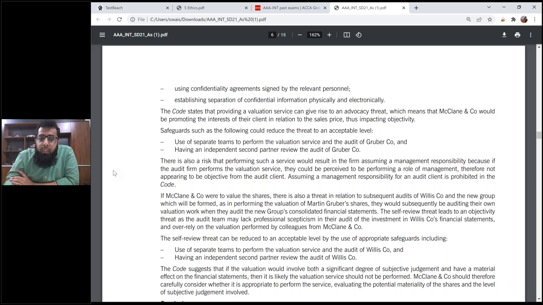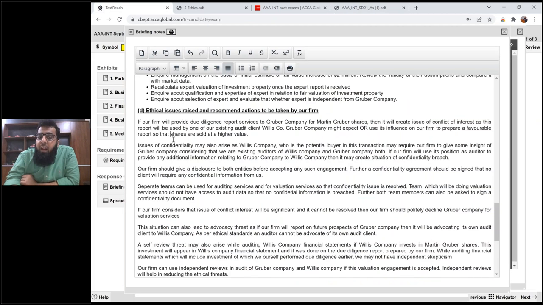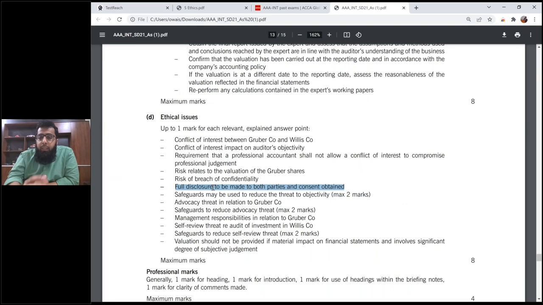So we discussed conflict of interest. We discussed confidentiality. This one is conflict of interest. Then we identified the issue that there can be a breach of confidentiality. Then we discussed that we should make a full disclosure. Then we discussed the safeguards. Then we said that if the conflict of interest cannot be resolved, then we should politely decline.